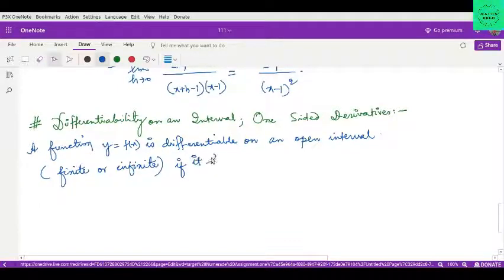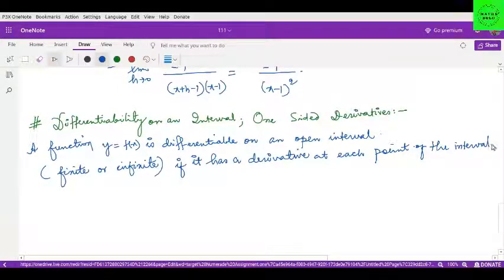If it has a derivative at each point of the interval.